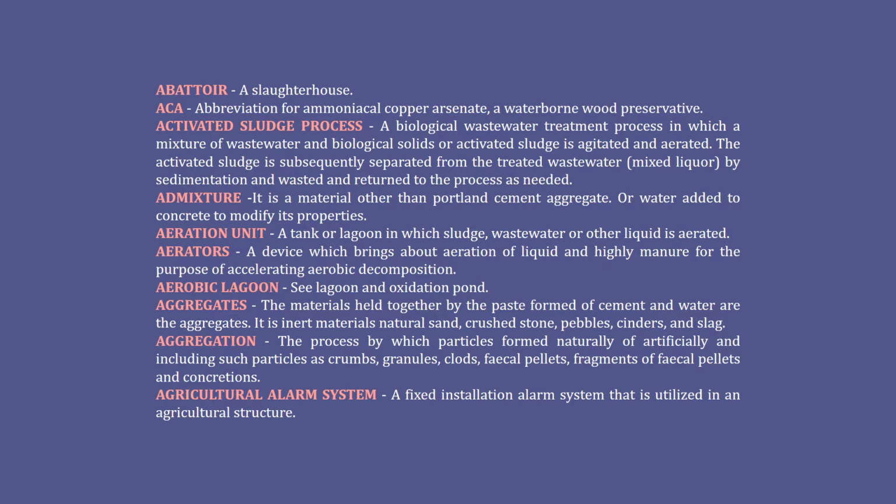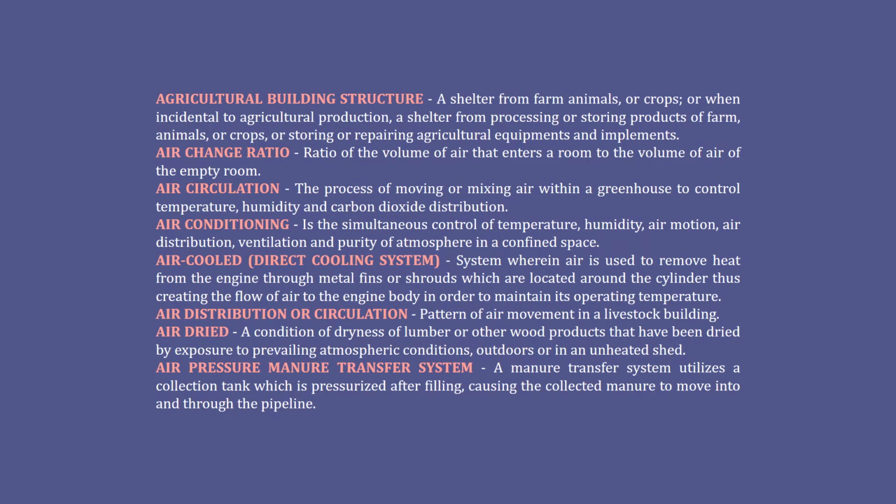Aggregation: the process by which particles formed naturally or artificially, including such particles as crumbs, granules, clods, fecal pellets, fragments of fecal pellets and concretions. Agricultural alarm system: a fixed installation alarm system that is utilized in an agricultural structure. Agricultural building structure: a shelter for farm animals or crops, or when incidental to agricultural production; a shelter for processing or storing products of farm animals or crops, or storing or repairing agricultural equipment and implements.